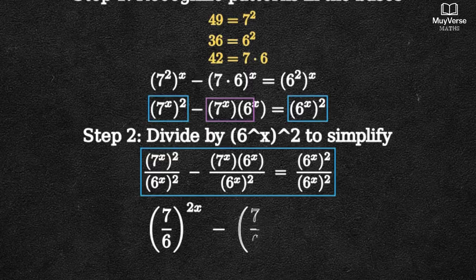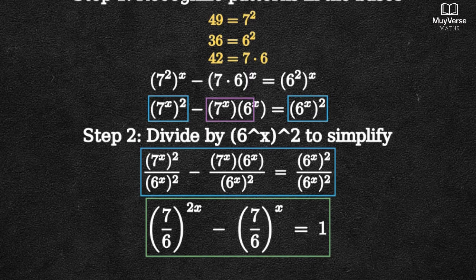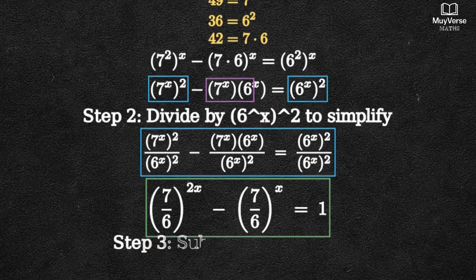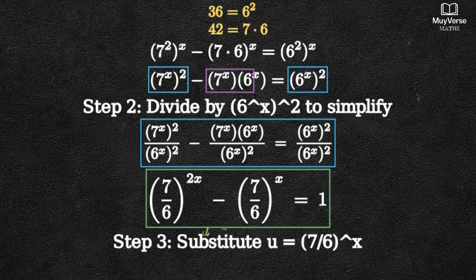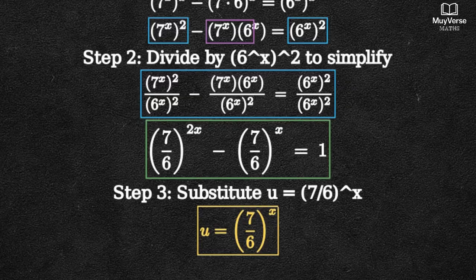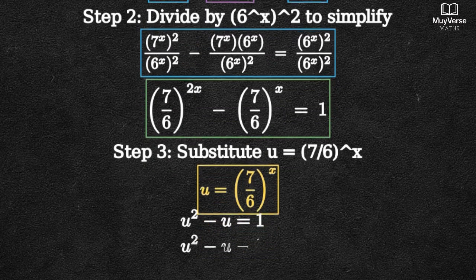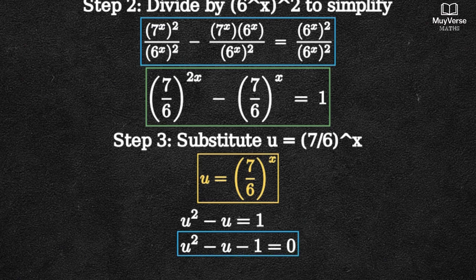After simplifying the fractions, we get (7/6)^(2x) − (7/6)^x = 1. Step 3. Use substitution. Let u equal (7/6)^x. Then the equation becomes u² − u = 1, or u² − u − 1 = 0.